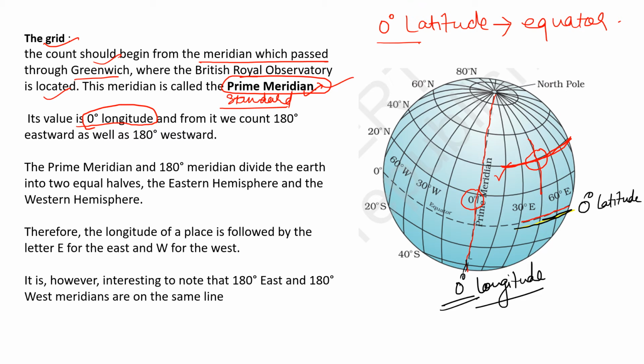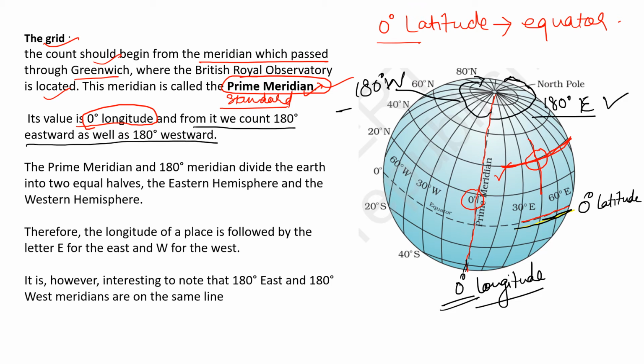Okay, its value is 0 degree longitude, and from it we count 180 degrees eastward as well as 180 degrees westward, and from here we will count like this. (180° east). From here to the right side we will count as east, and from here 180° we will count as 180° west.